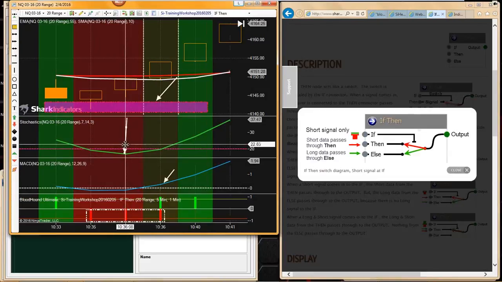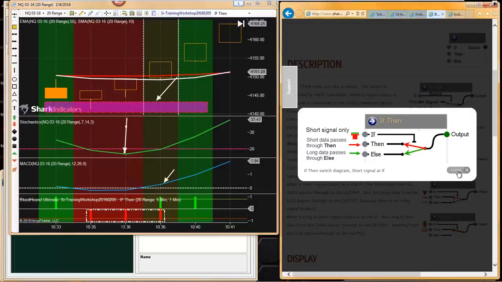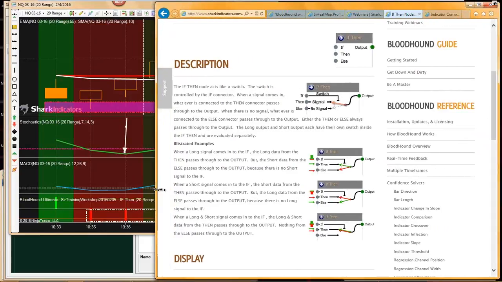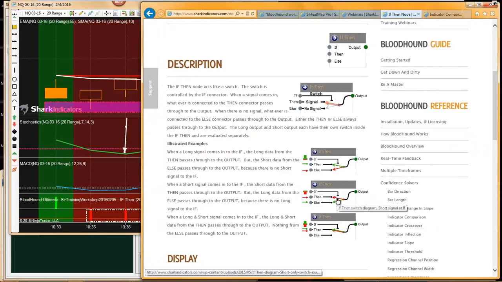So, all right, well, I think I'll stop right there for the if-then node. If you are wanting to use the if-then node, if you think you need it, just always refer to the page here. Refer to these graphics images here to help give you a visual reference that you can use.